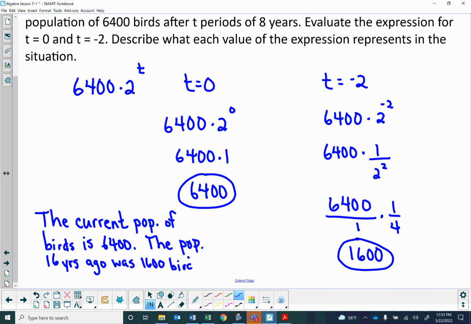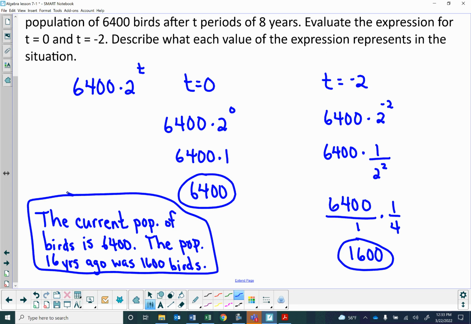That's what this particular expression is meaning. It means that right now the current population of birds is 6,400. 16 years ago, which would be 2 periods of 8 years ago because it's negative, they only had 1,600 birds, which means that the birds are multiplying faster, which means either they've stopped hunting the birds or the natural predator to the birds is not as active as it used to be and the birds are flourishing.